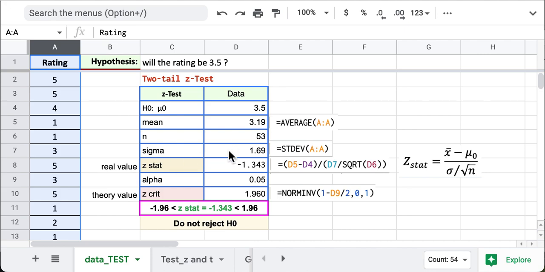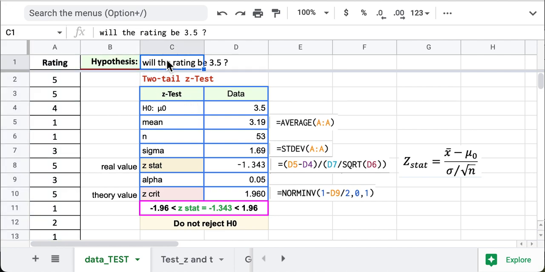Next, you start the calculation by creating a mathematical model based on your word statements. So hypothesis H0 is your assumption. You want to test if it's possible that the mean would be 3.5. Next, you calculate the real mean, the average of the data in column A. Next, you write the size of your data, which is 53. Next, you calculate the standard deviation, sigma.